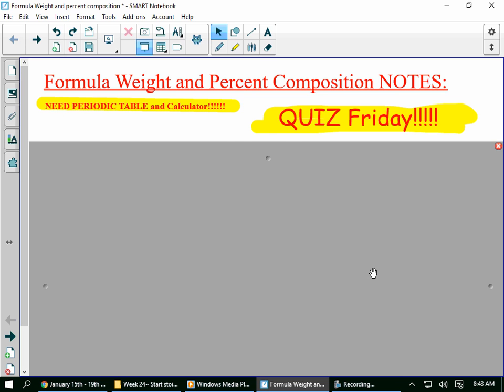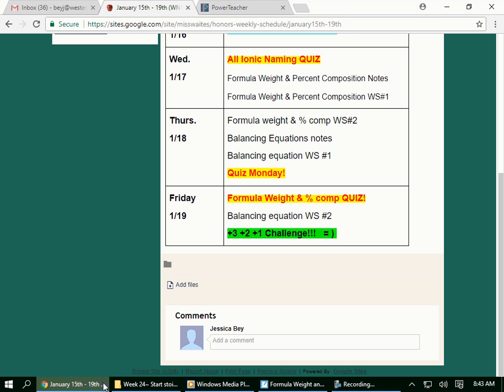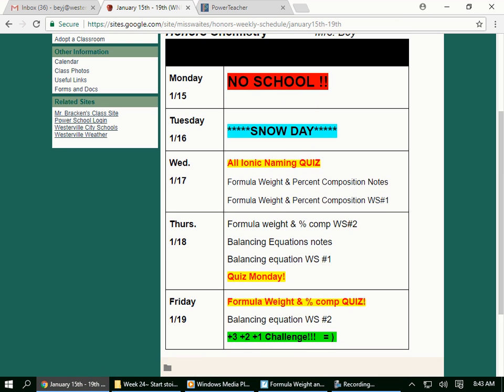Taking a look at our slowed down week here, we said that we're going to do a few notes today. What we learned today, you're going to have a quiz on Friday, so it's a little bit of a tough turnaround, but we're going to be okay with it. And then tomorrow we're going to talk about how to balance equations, and that quiz will be on Monday, okay?